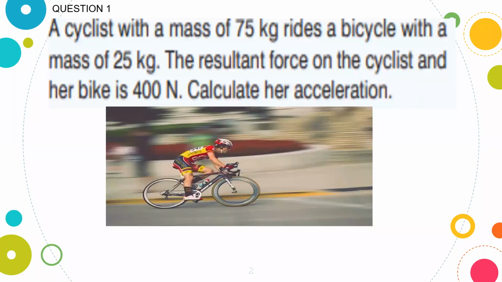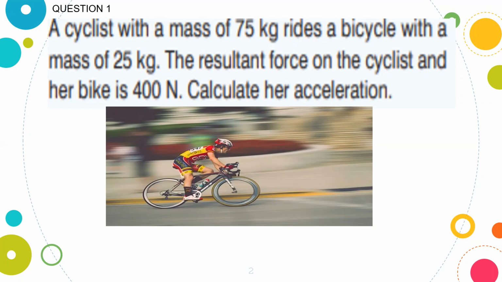Okay, in this question, let's read the question now. The mass is 75 kg, and the bicycle mass is 25 kg. So it looks like we must add them to get the total mass. And the resultant force is 400 newtons. Calculate the acceleration.